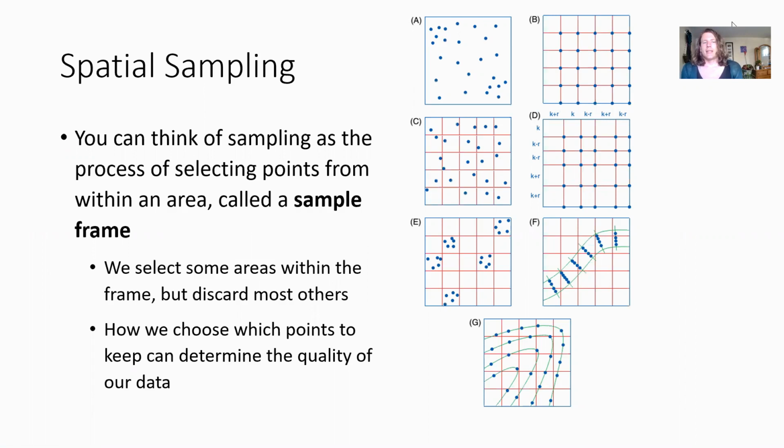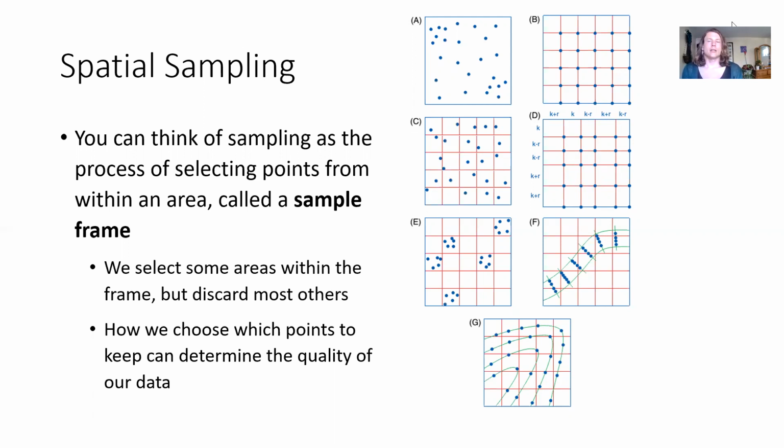You can think of sampling as the process of selecting points from within an area. This area is also sometimes referred to as the sample frame. We select some areas from within the frame, but we discard others, right? So as I've talked about a bit already, the world is essentially infinitely complex. There's no way that we can capture and describe everything about it all at once.